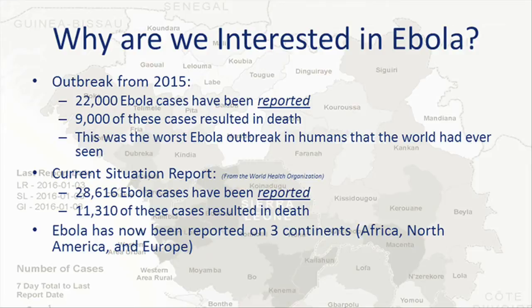Currently, Ebola is still prevalent in Western Africa. It's a little less heavy, but it's still there. People are still catching it and still dying from it. There are a little over 28,000 cases now that are reported, and a little over 11,000 deaths.